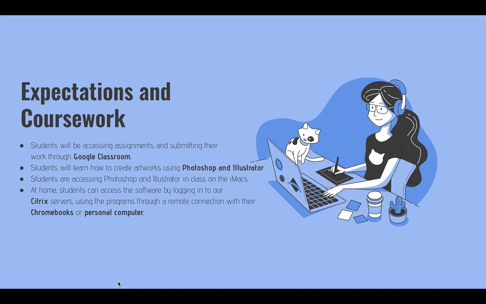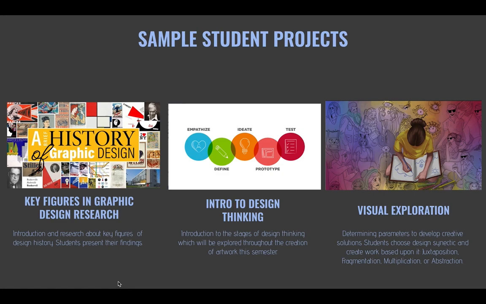However, students now have the opportunity to continue working at home if needed, using the software by logging into our Citrix servers, which we became familiar with last year during remote learning. We continue to have access to that opportunity. So using those same programs with a remote connection through their Chromebooks or a personal computer. Additionally, some students like to purchase this software and have it on their own home computer, but that is not an expectation. So let's take a look at some of the learning that will happen this semester.